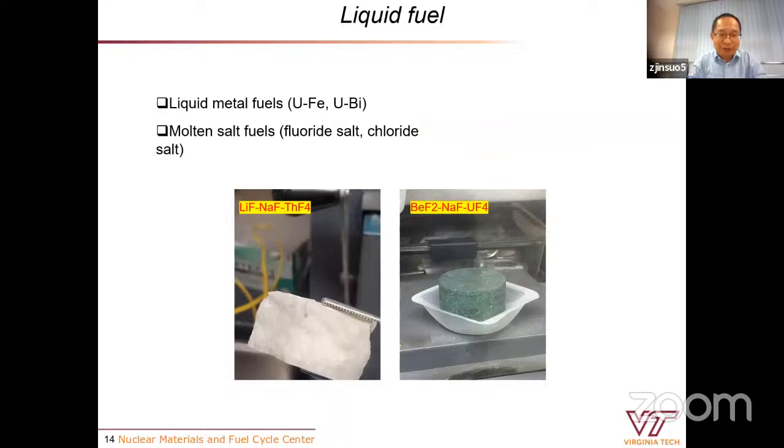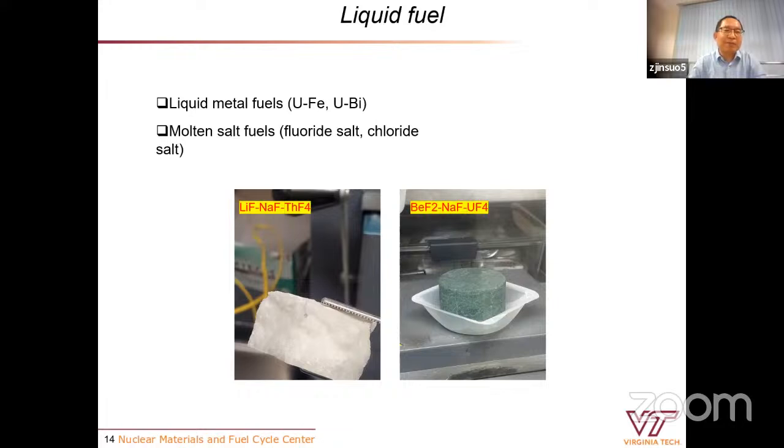Okay, for the liquid fuel, we talked about solid fuel, and now what the liquid fuel type will be. There are two concepts of liquid fuel. One is liquid metal fuel. They can use uranium-bismuth and uranium-iron as a fuel. They have low melting temperature. This concept has existed a long time ago, so nobody is studying it now, but they have this liquid metal fuel as well.